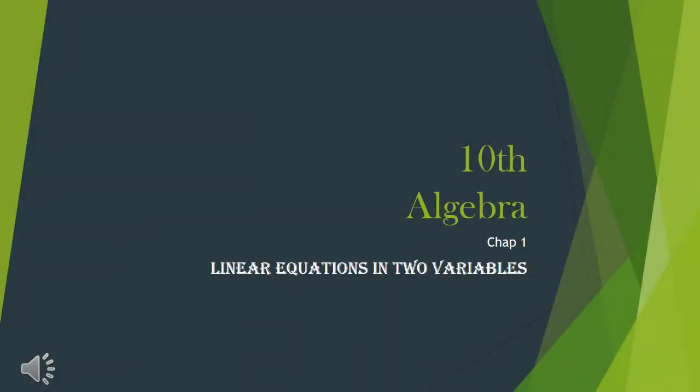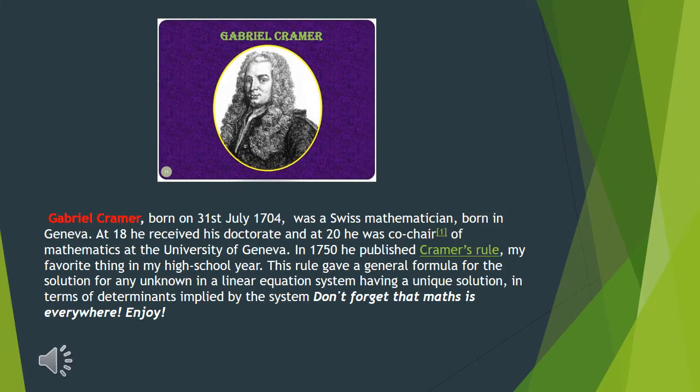Hello students, today we are going to learn the first chapter of algebra, linear equations in two variables. Now let's know about the great mathematician Gabriel Cramer. Yes, Gabriel Cramer, born on 31st July 1704. He was a Swiss mathematician.